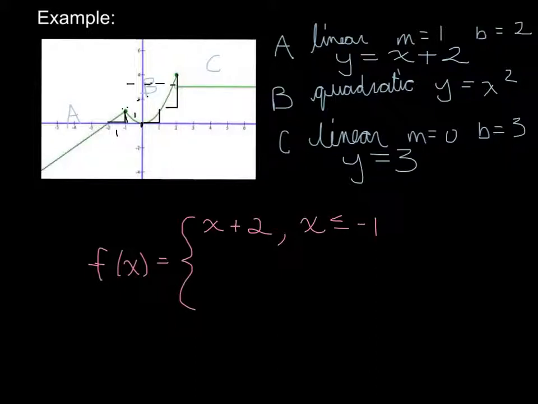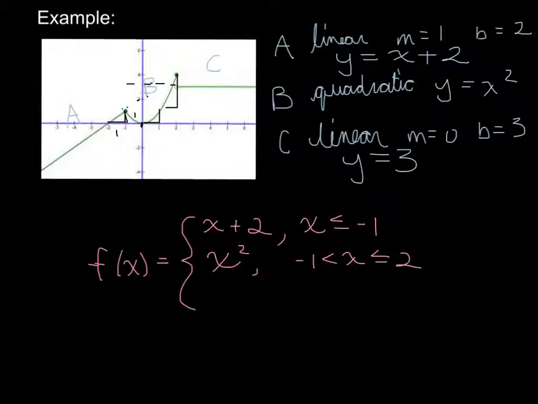And segment B we determined was x squared. So that's going to be where we go from -1, and since we already used -1 in the previous one, we're just going to say -1 is less than x, and it goes to a completed circle at +2, so that's going to be less than or equal to 2.